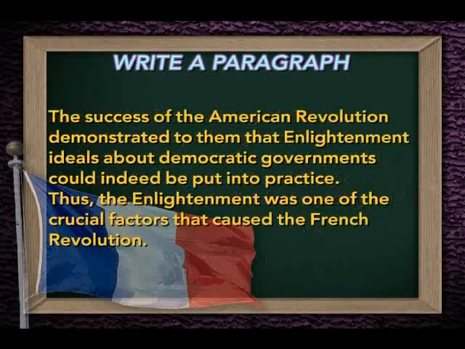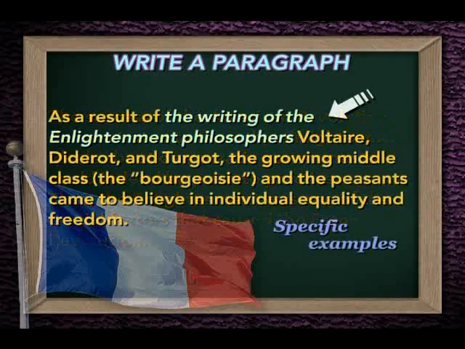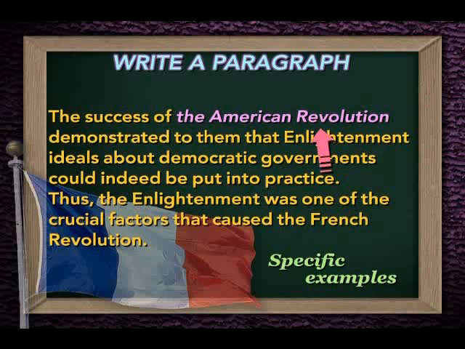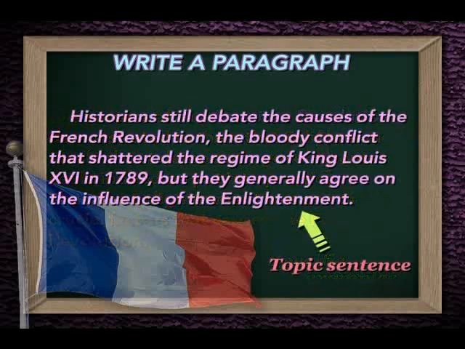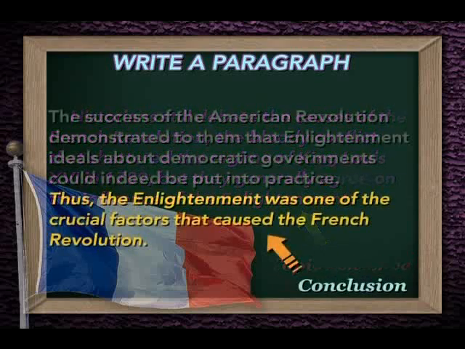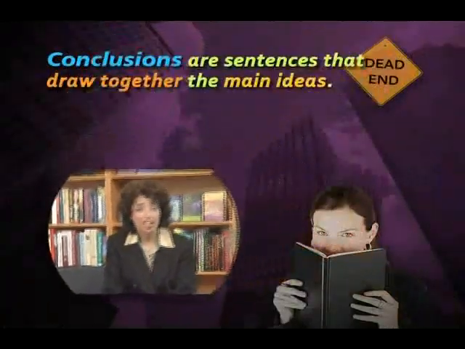The success of the American Revolution demonstrated to them that Enlightenment ideals about democratic governments could indeed be put into practice. Thus, the Enlightenment was one of the crucial factors that caused the French Revolution. So I have 2 examples in there. I have the writing of the Enlightenment philosophers, and I have the American Revolution. I have a topic sentence, which is my first sentence, and I have a conclusion, which is my last sentence. Now let's take a quick look at conclusions.